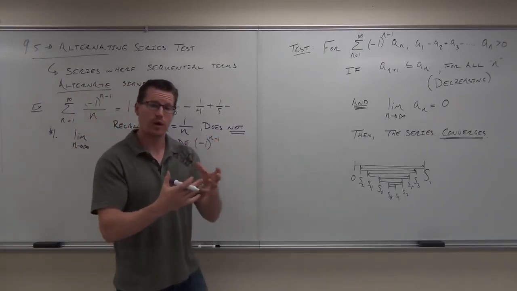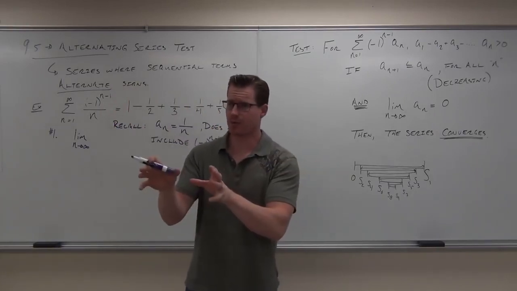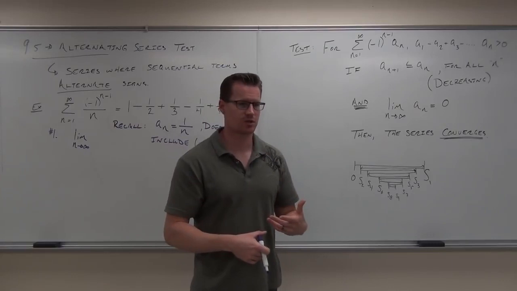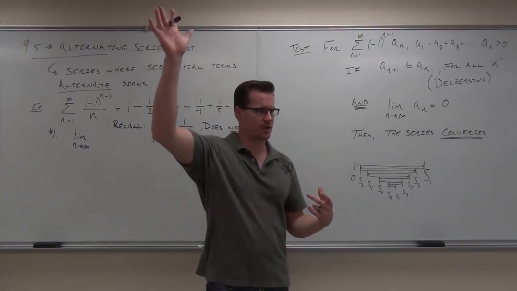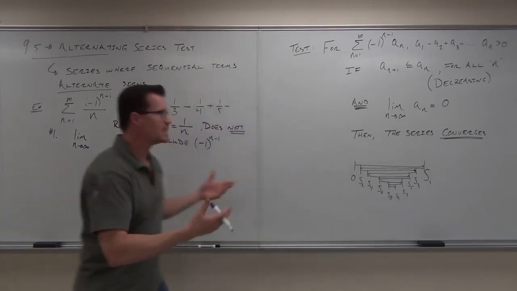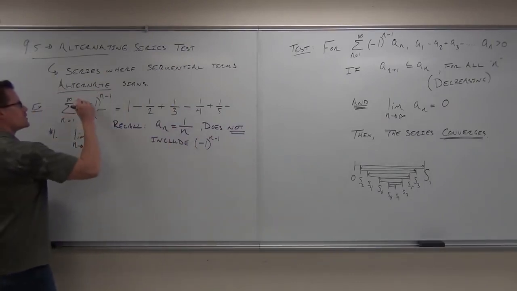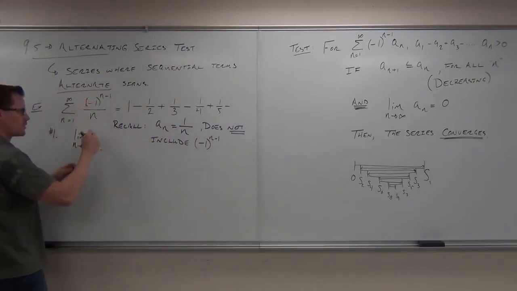That's why I made such a point about you can always pull out the alternating part, and you can always have a sequence of positive terms, a sub n. Show of hands if you understand that concept. Okay, so do we need the negative 1 to the n minus 1 inside my limit?